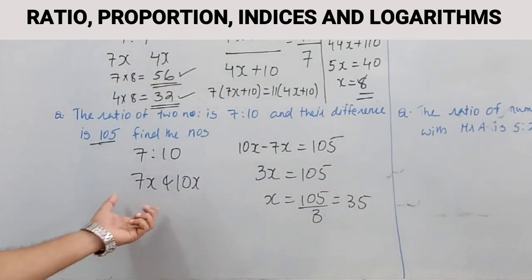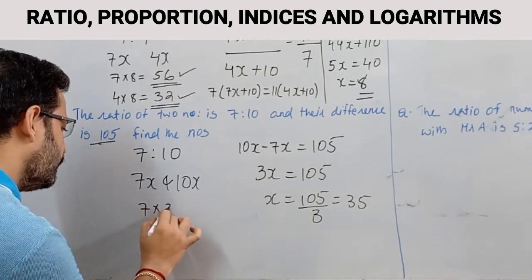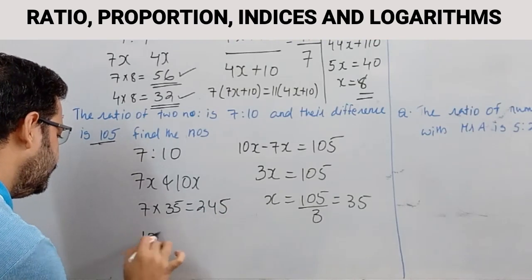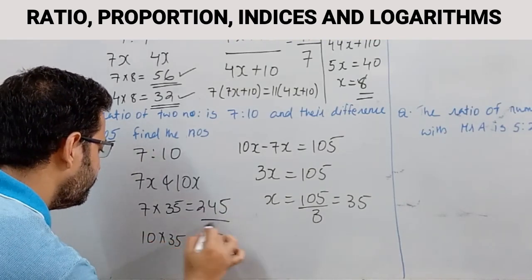Substituting the value of x, here we will get 7 into 35, 245, 10 into 35, 350.